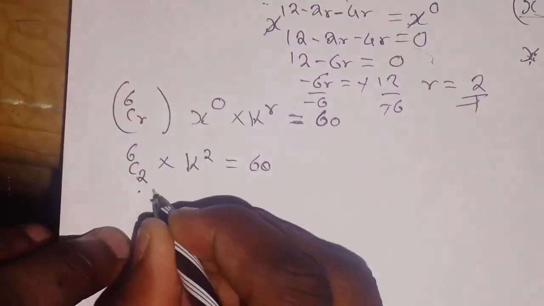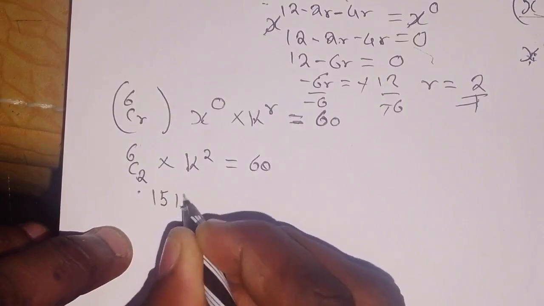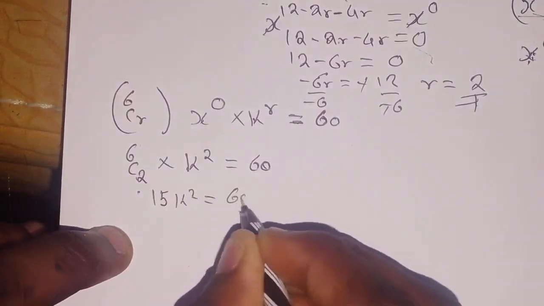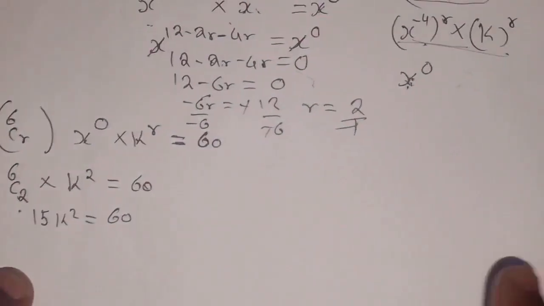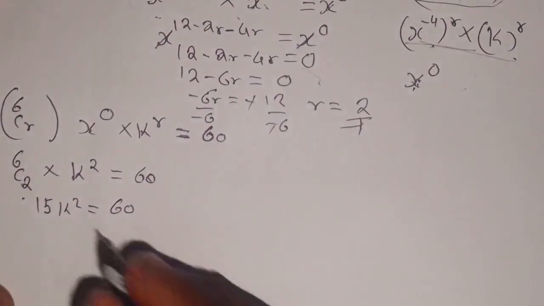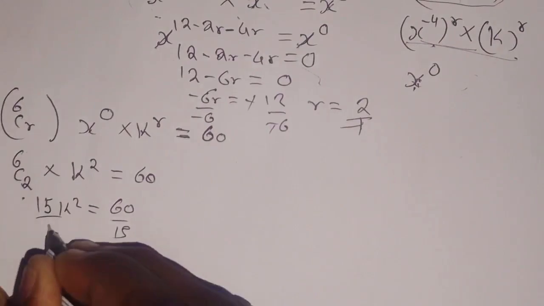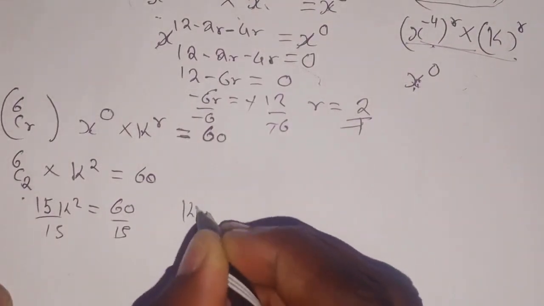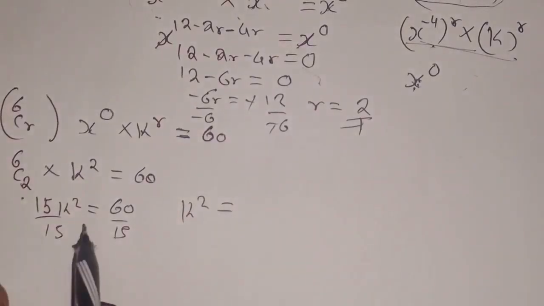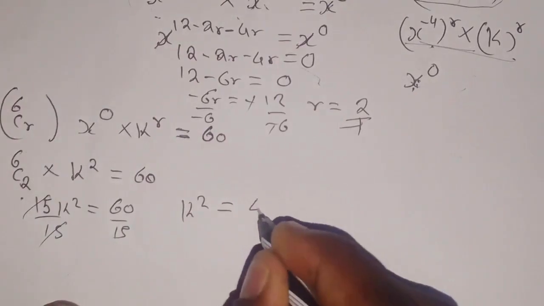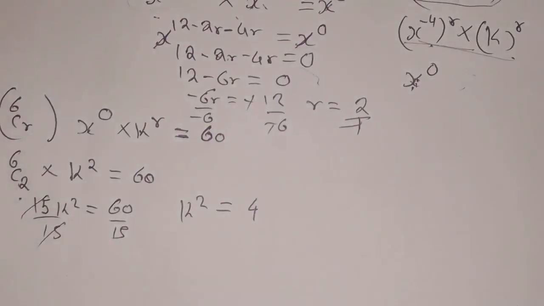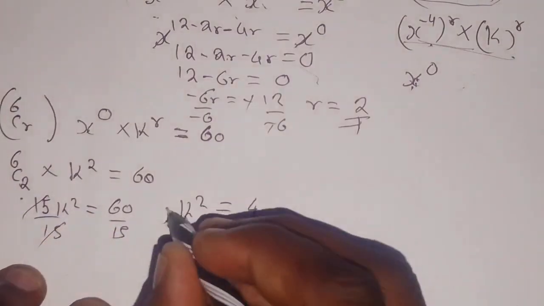So we're going to have 15 k squared is equal to 60. Then we make k the subject of the formula by dividing both sides by 15. So over 15, over 15, and our k squared is equal to 60 divided by 15, this is 4. Then we find the value of k by introducing the square root.